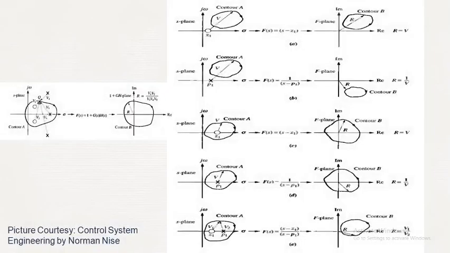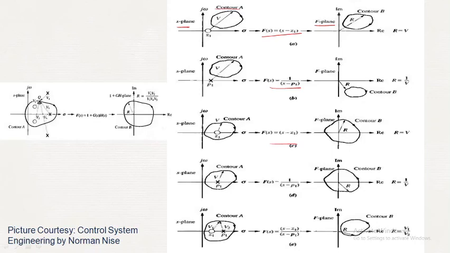Okay, so here I have taken the examples from the book Control System Engineering by Norman Nise. So here you can see we have got contour A, one complete table for contour A, and this is being mapped by certain different functions, and then we are mapping it to another plane. So if this is the S plane, then we are mapping it to the F plane. So contour A is being mapped to contour B. So let's see what kind of contours we are getting through different functions.